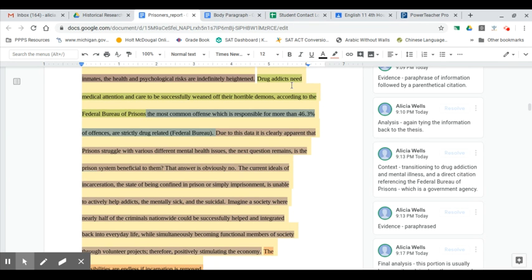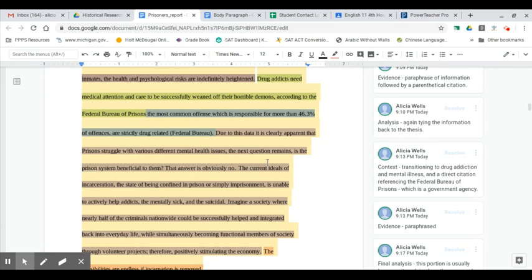Drug addicts need medical attention and care to be successfully weaned off their horrible demons, according to the Federal Bureau of Prisons. Again, we have a direct citation, which is telling us this government agency is giving us this information. It is credible. And then she paraphrases their information. The most common offense, which is responsible for more than 46.3% of offenses, are strictly drug related.